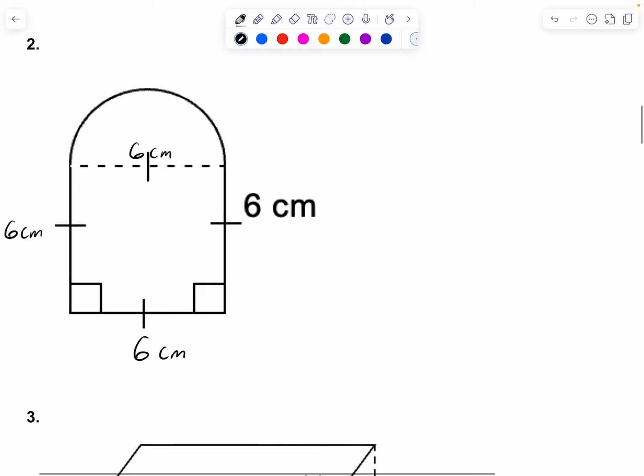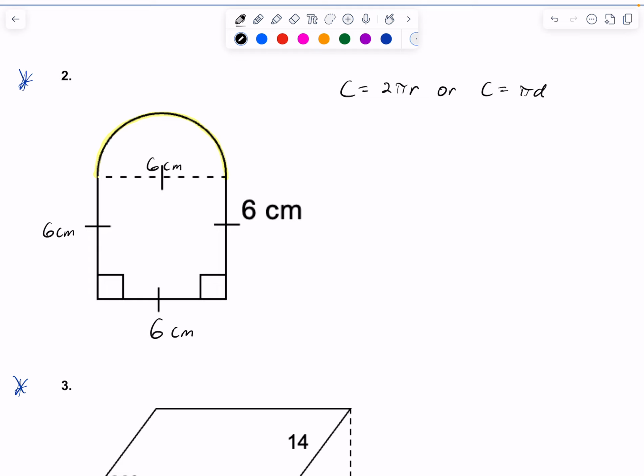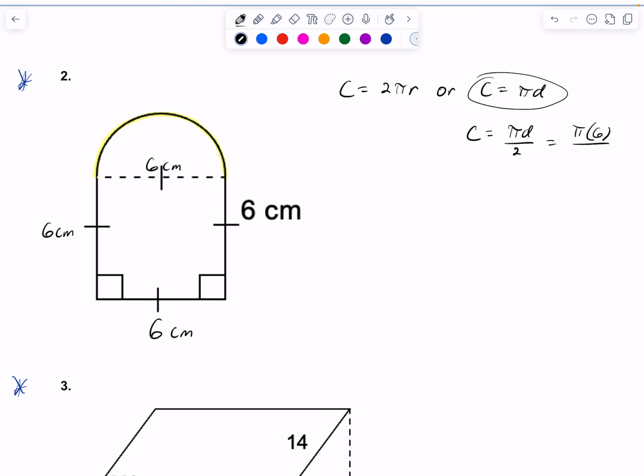All right, so in order to find the perimeter, I need to first find the circumference of this semicircle. Okay, so circumference is equal to 2 times pi times the radius, or you can use pi times the diameter. But just keep in mind with this question number 2 that we are looking at a semicircle, so half of that. So whichever one you choose, I'm going to choose this one because they gave me the diameter is 6 centimeters. I need to put it over 2. So that's going to be pi times the diameter of 6 centimeters divided by 2.